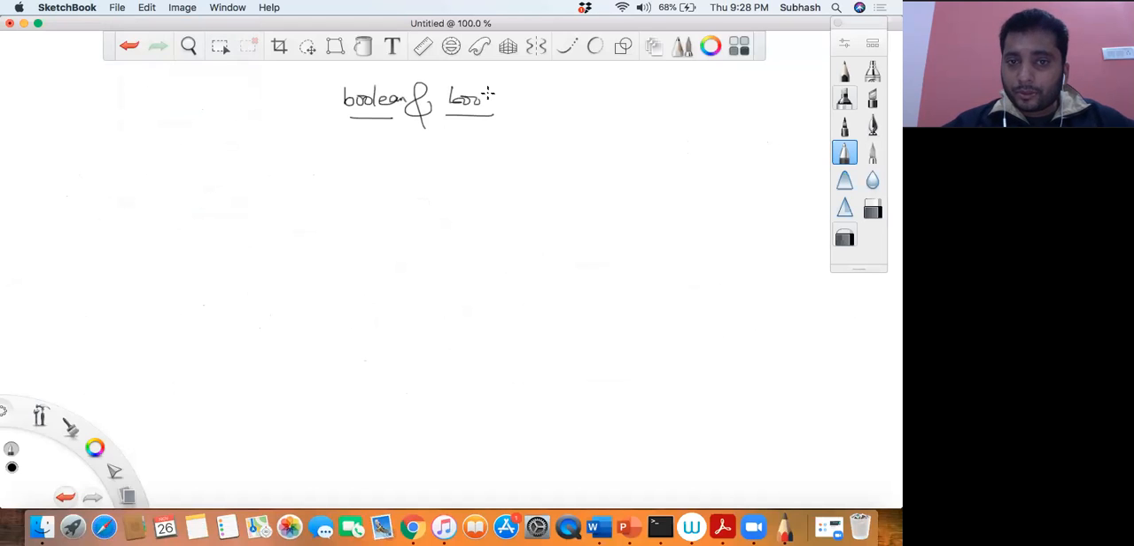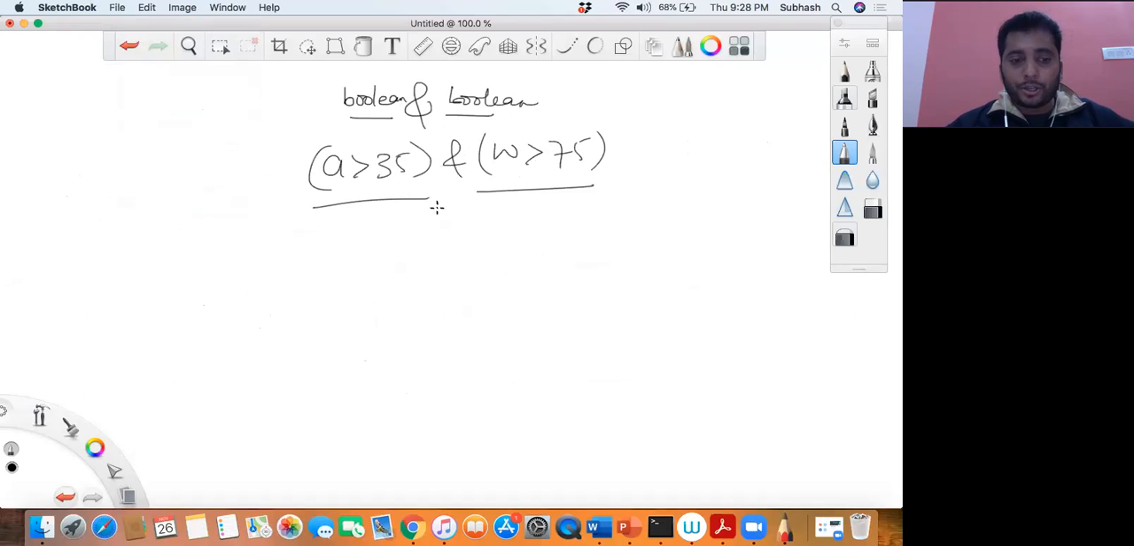Actually, say a is greater than 35 and w is greater than 75, something like this. So the moment it sees a Boolean expression over here, it understands this is a short circuit operator. Sorry, your non-short circuit operator is nothing but a logical operator. That's all. And if suppose I have 9 and 7, it understands this is basically for bitwise. That's all.